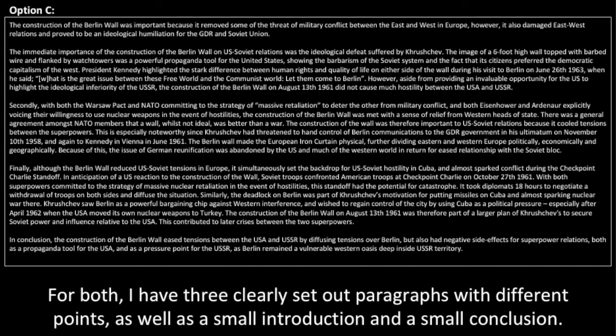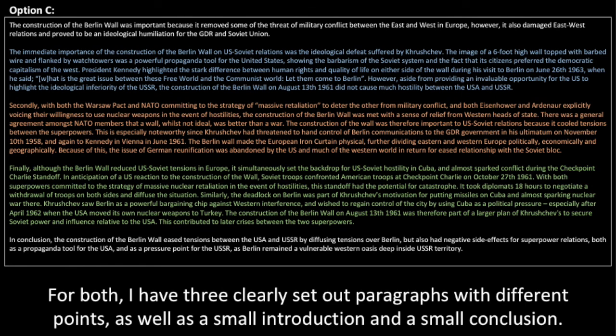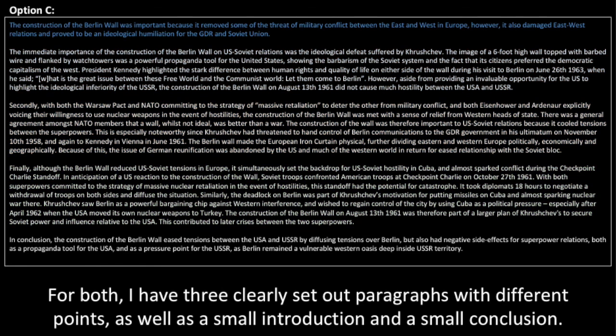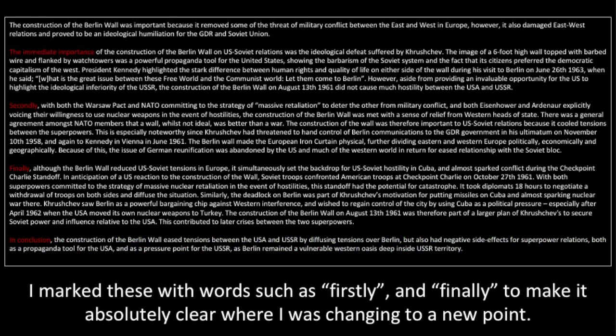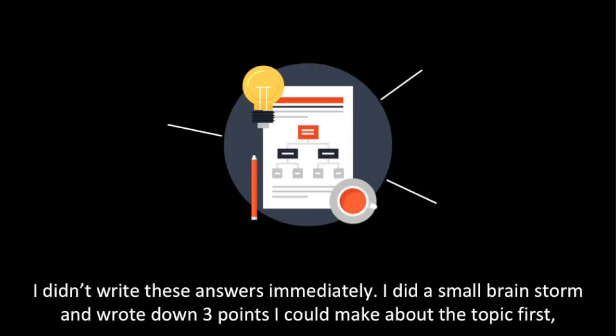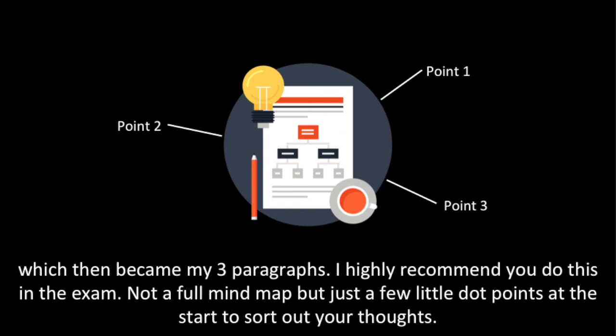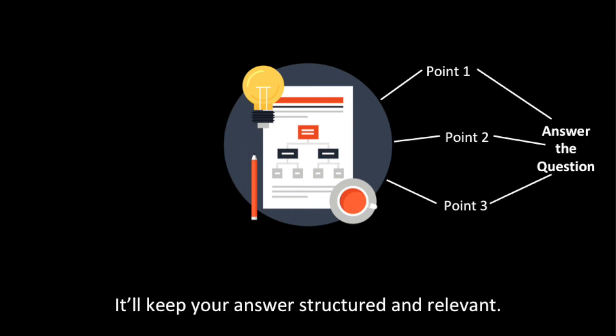Okay, so let's unpack these answers. For both, I have 3 clearly set out paragraphs with different points, as well as a small introduction and small conclusion. I marked these with words such as firstly and finally to make it absolutely clear when I was changing to a new point. I didn't write these answers immediately. I did a small brainstorm and wrote down 3 points I could make about the topic first, which then became my 3 paragraphs. I highly recommend you do this in the exam. Not a full mind map, but just a few little dot points at the start to sort out your thoughts. It'll keep your answer structured and relevant.